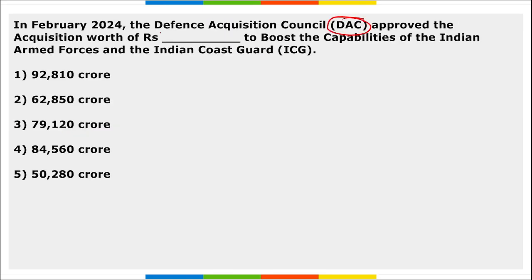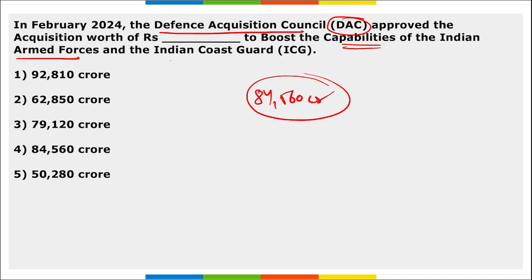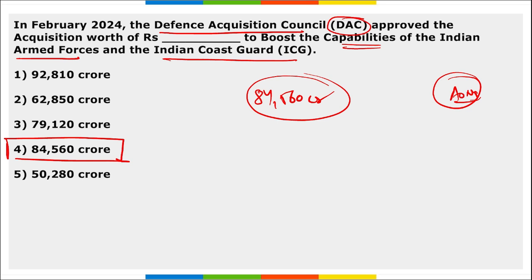Next, the Defense Acquisition Council (DAC) approved the acquisition worth 84,560 crore rupees to boost the capabilities of the Indian Armed Forces and the Indian Coast Guard. I repeat, the Defense Acquisition Council, under the chairmanship of Rajnath Singh, has given the approval for Acceptance of Necessities, AONs, and this is for 84,560 crore rupees. Right, the move aims to boost the capabilities of the Indian Armed Forces and the Indian Coast Guard.